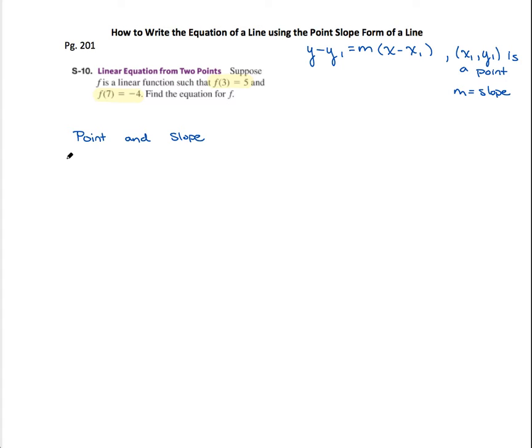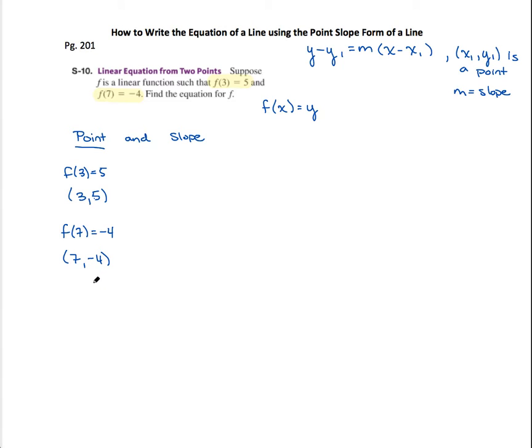Before we find the slope, let's write down our points. Let's remind ourselves of this function notation. Recall that we can write f of x in place of y, meaning that f of x is the output, or y, when the input is x. So here, f of 3 equals 5 means that x is 3 and y is 5. There's our first point on the line. Our second point is f of 7 equals negative 4, so x is 7 and y is negative 4. That's the second point on our line.